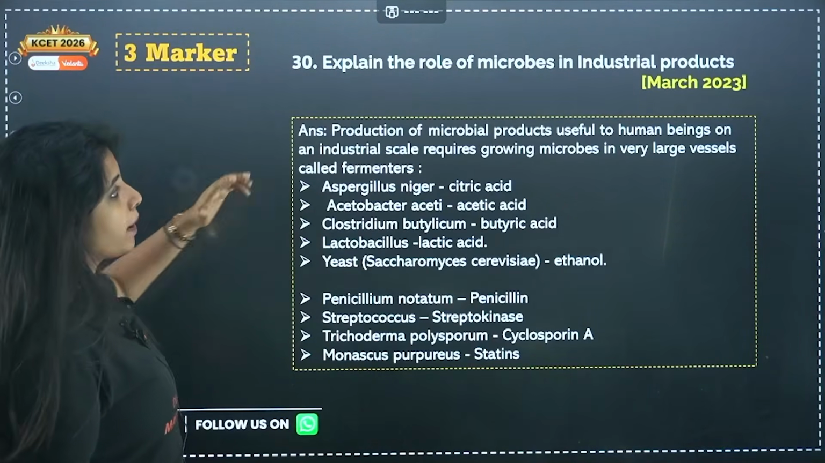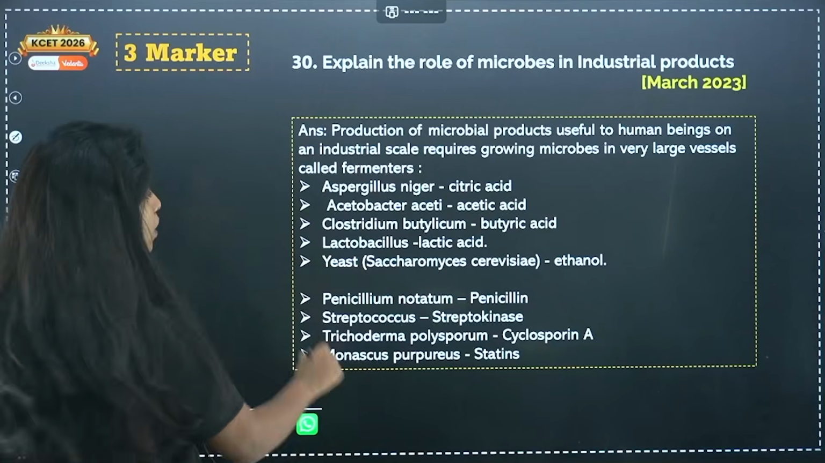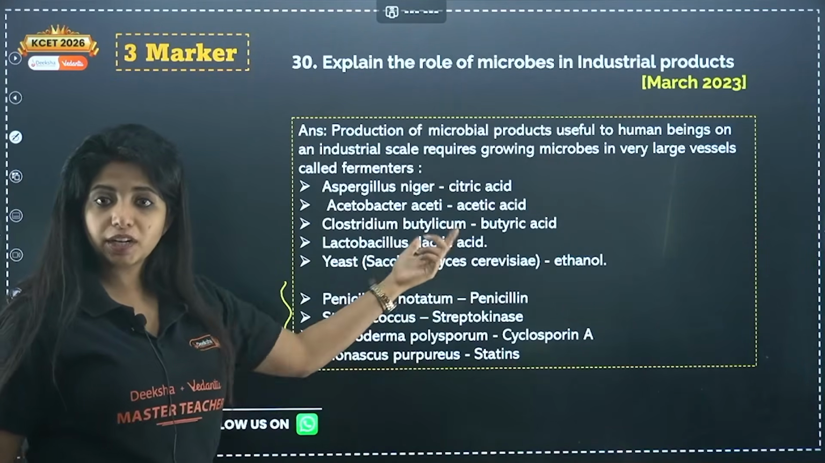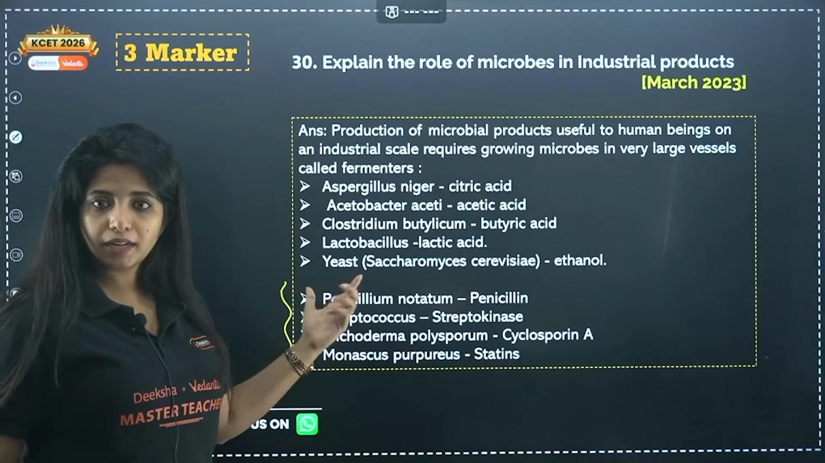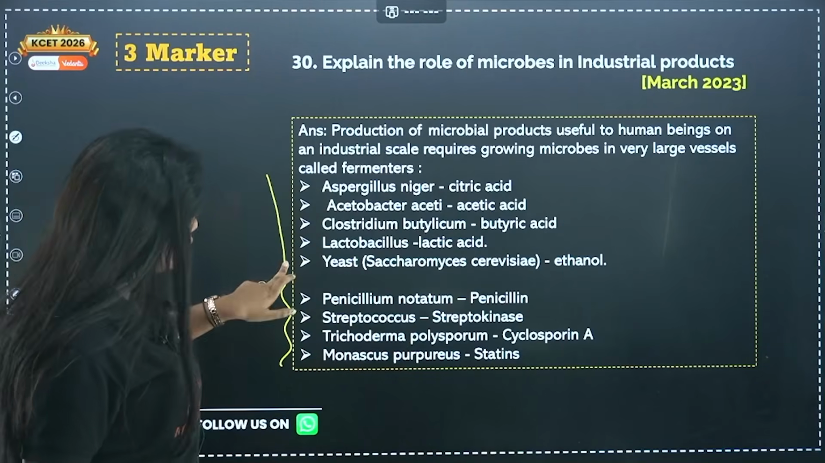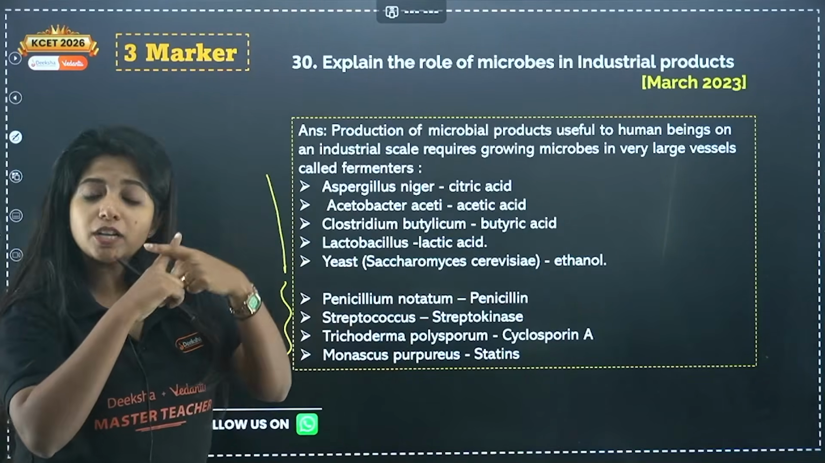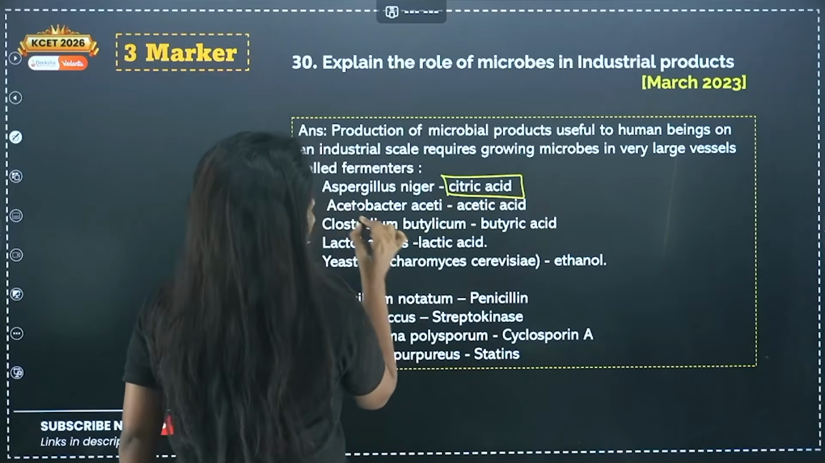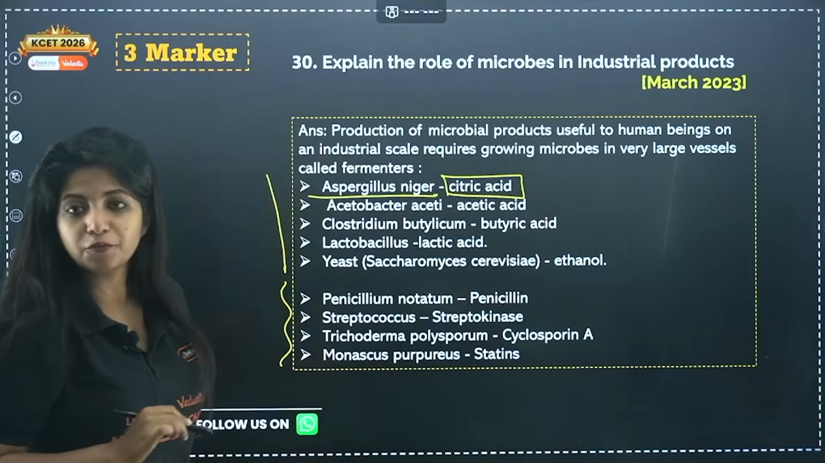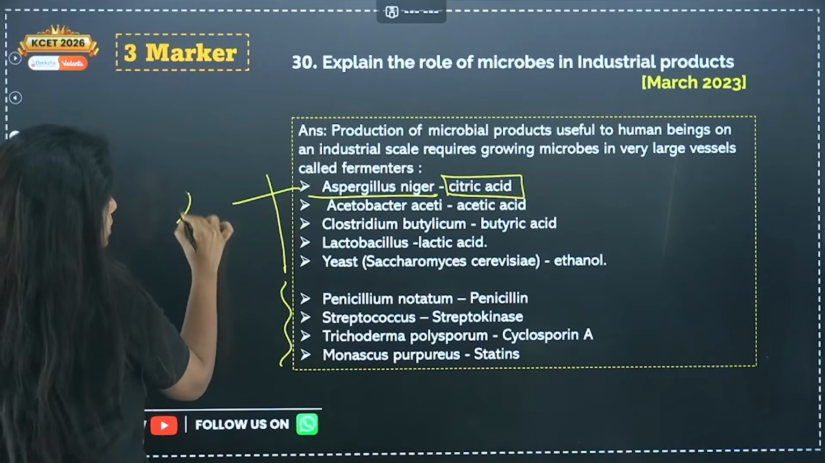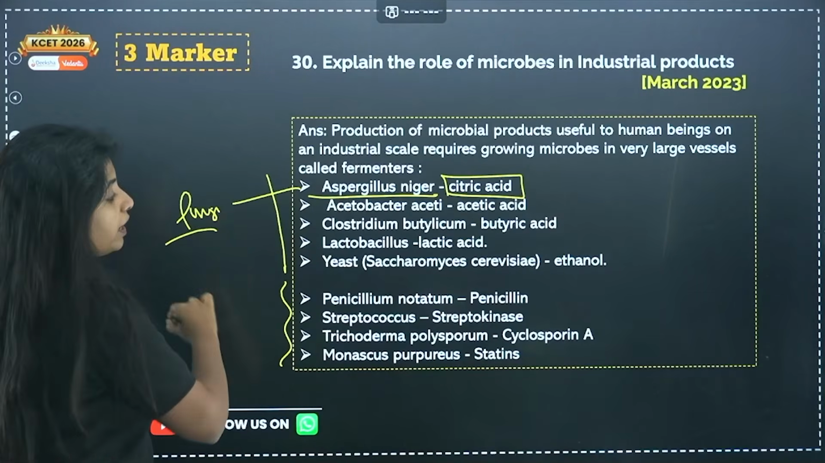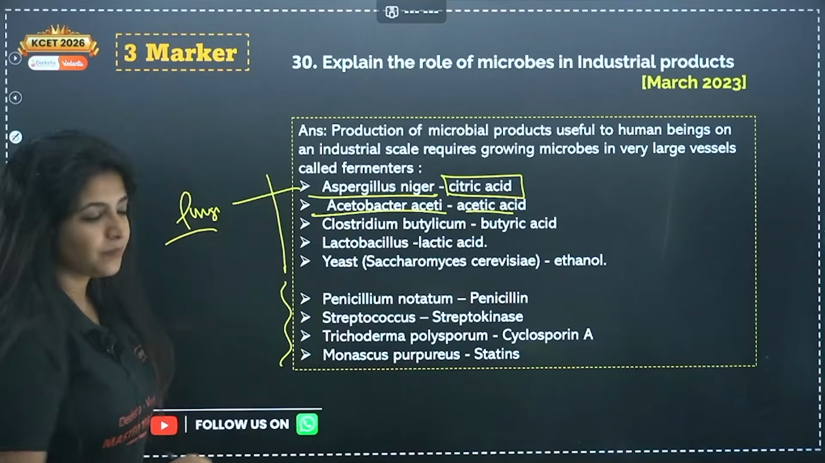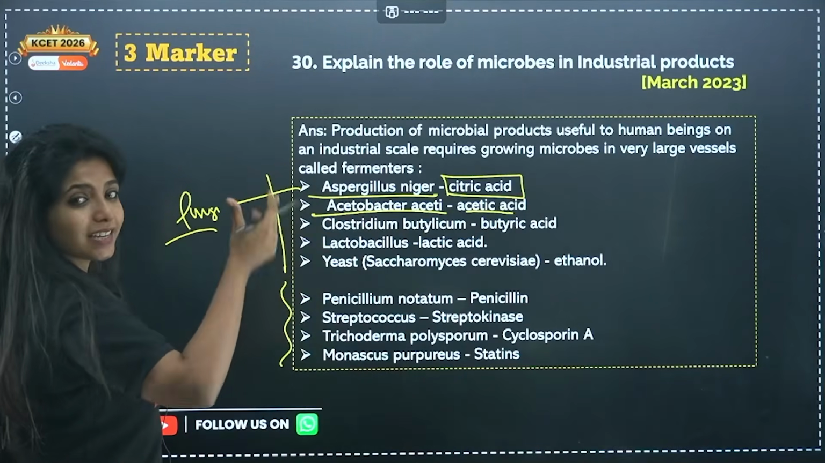Now you have other things also. Explain the role of microbes in industrial products. Over here, industrial products also come under them. Penicillin from Penicillium notatum, streptokinase from Streptococcus, all of them. Apart from that, you have a few of them here also, and you might get a match the following question from here. So where do you get citric acid from? From Aspergillus niger. This is a fungi. Where do you get acetic acid from? You get it from Acetobacter aceti. Acetic acid, Acetobacter aceti.